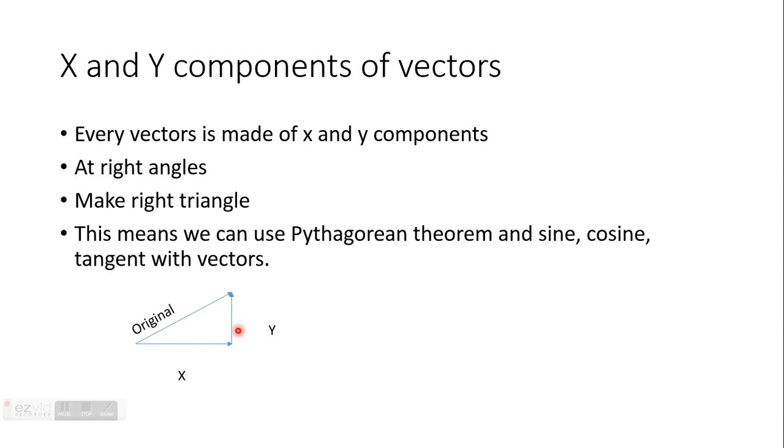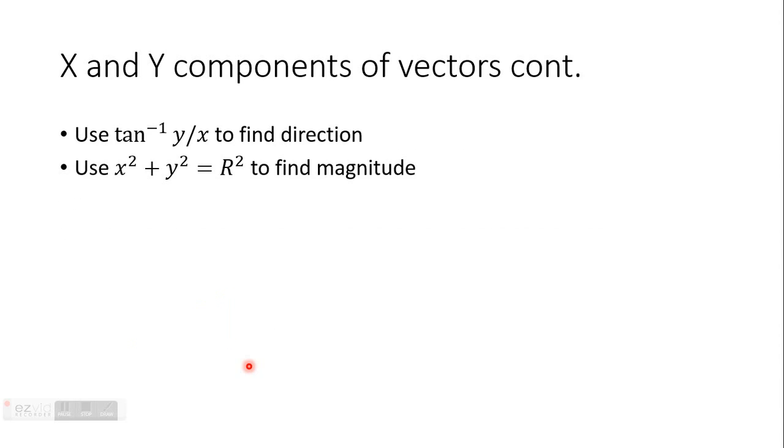And so that means tangent would be y over x. And so if we knew the y and the x components, we'd use tan inverse y over x. So tan inverse y over x to find the direction, and x squared plus y squared equals r squared to find the magnitude. That should look familiar because it's the vector form of the Pythagorean theorem. It's x's and y's instead of a's and b's.